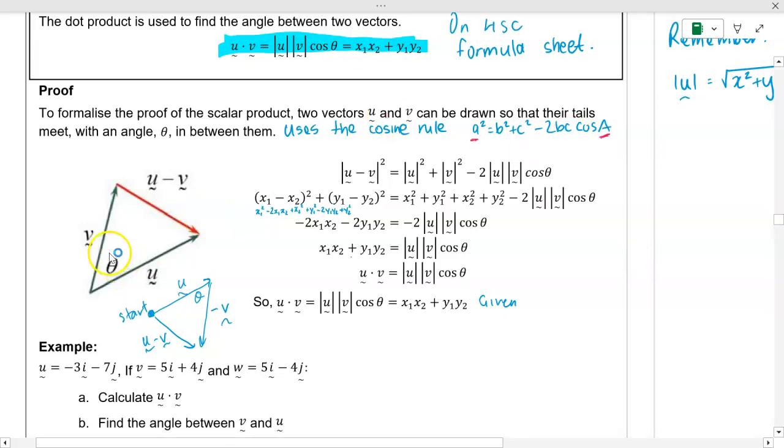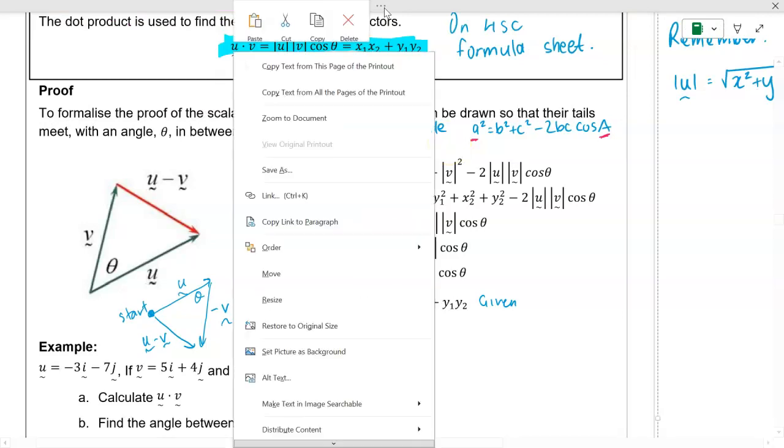So we've got angle theta here, and it is opposite the side u minus v in our vector. So we're going to write the magnitude of u minus v as our a in that formula. So the magnitude of u minus v squared is the magnitude of u squared plus the magnitude of vector v squared minus 2 times the magnitude of u times v times cos of the angle between those two, which is opposite the u minus v. So there's the cosine rule here, rejigged. I'll just highlight it for us.